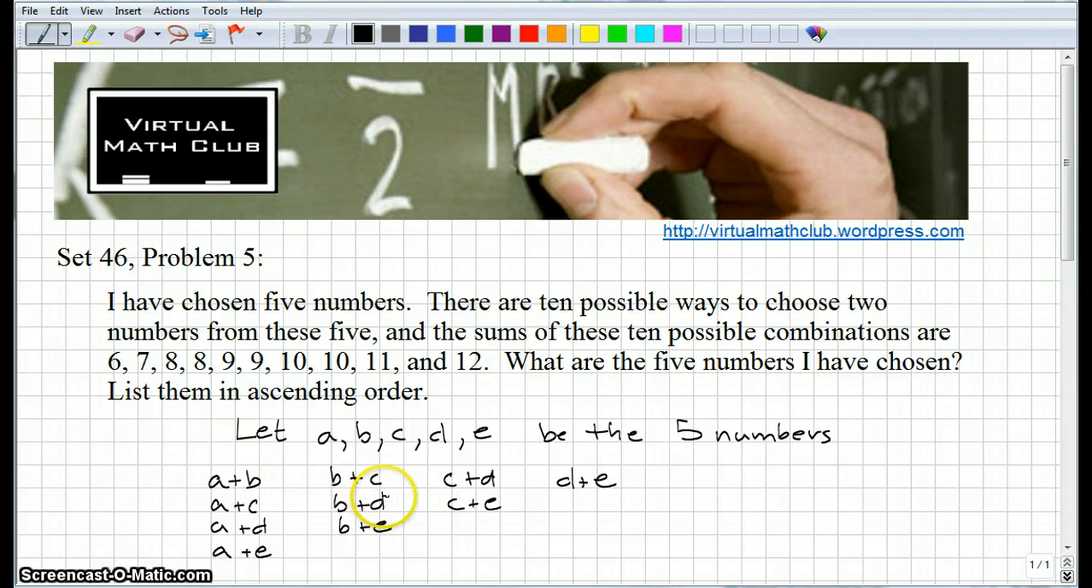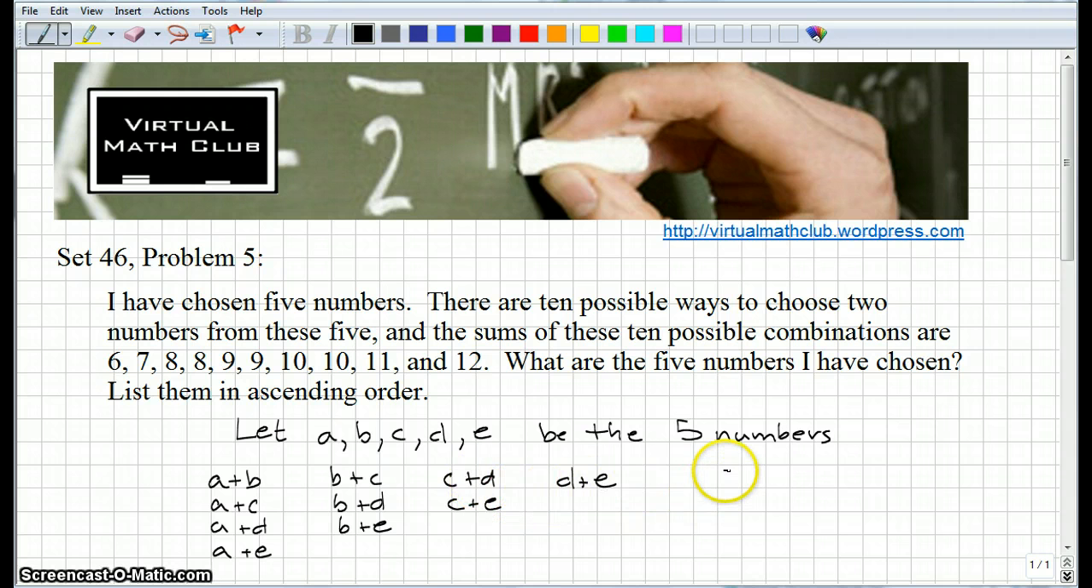So, what I know is that these are the sums in terms of the variables, and these are the actual sums. So what I think I want to do here is assign these numbers to these sums and see what I can do. Because essentially, I've got 10 equations here and 5 unknowns, so I ought to be able to figure out something.